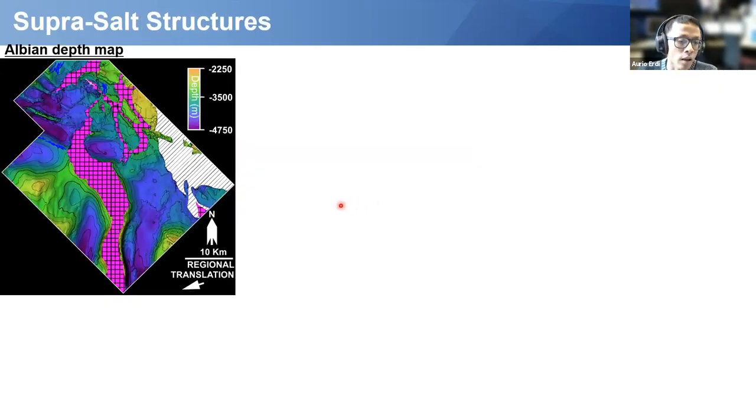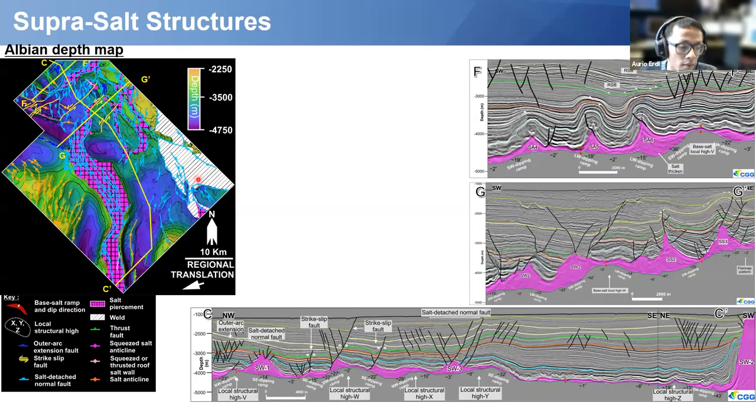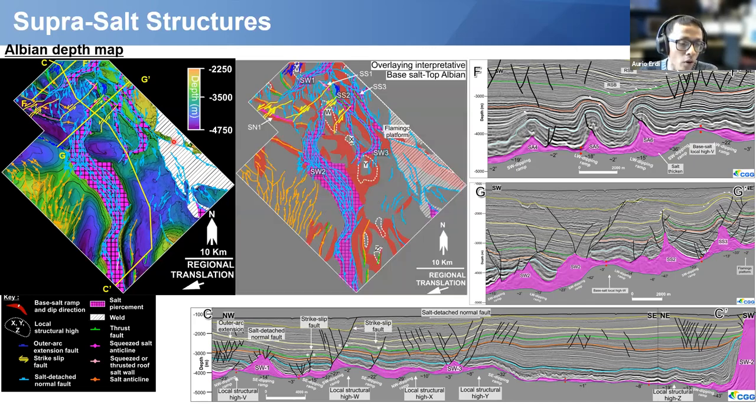To show the distribution and type of supra-salt framework, we generate an Albian depth map. This map illustrates that the supra-salt framework can be characterized by three orientations of north, northwest, northeast trending faults that can be identified as normal, the color, thrust, the green color, or strike-slip fault, the yellow color. And again, if you overlay this map with the previous basalt map, the supra-salt faults have a similar orientation with the basalt relief.